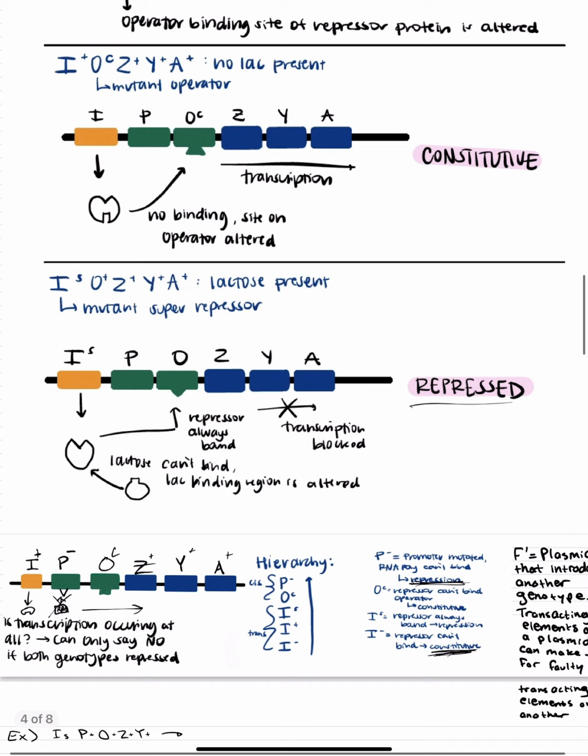If we were to have a mutation in the IS, that is going to result in a super repressor, meaning that the repressor protein is not going to be able to bind to lactose. That means it's going to remain bound to the operator sequence. Since it's going to be bound to the operator sequence, and it's not going to be able to detach, since lactose cannot bind to it and change its shape, it's not going to allow for transcription to occur, and that's going to result in repressed expression.